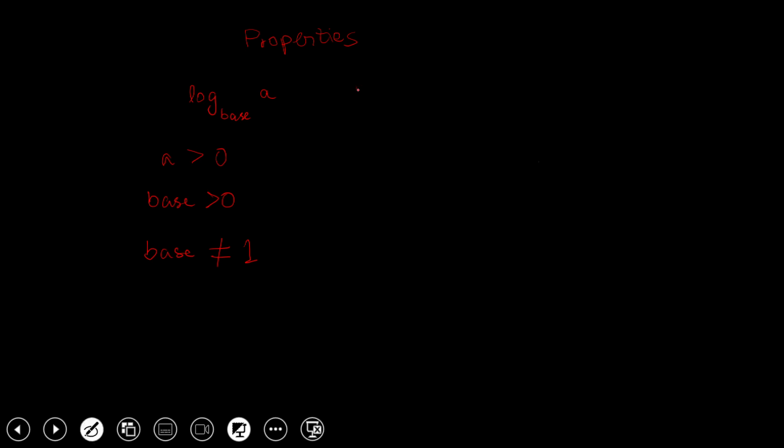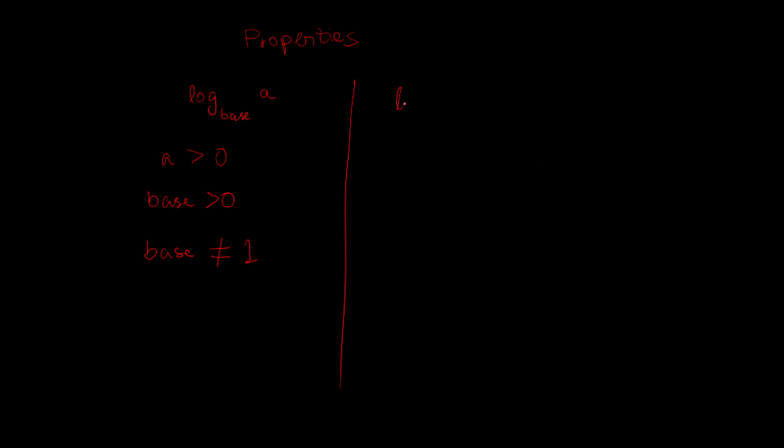There are some more properties such that the log of 1 with any base is just equal to 0. It is because you're asking what is the exponent of the base such that the answer comes to 1. That only happens when the exponent is 0, right? Because anything to the power of 0 is equal to 1. So that's why. Similarly, if you have the same base and the same number, log a of a is just equal to 1, because a to the power of 1 is equal to a.